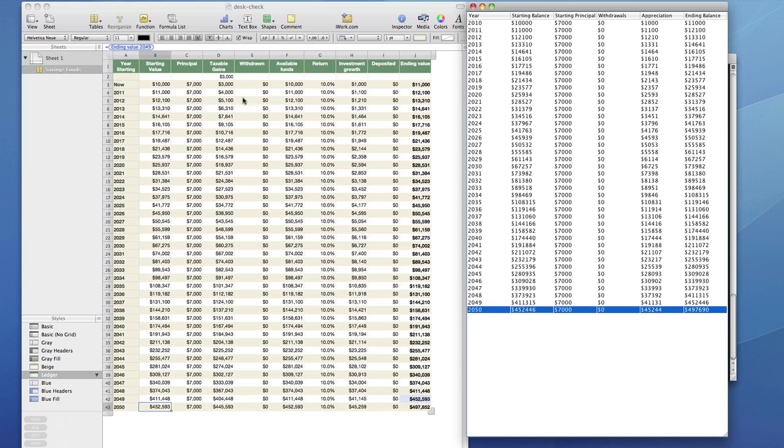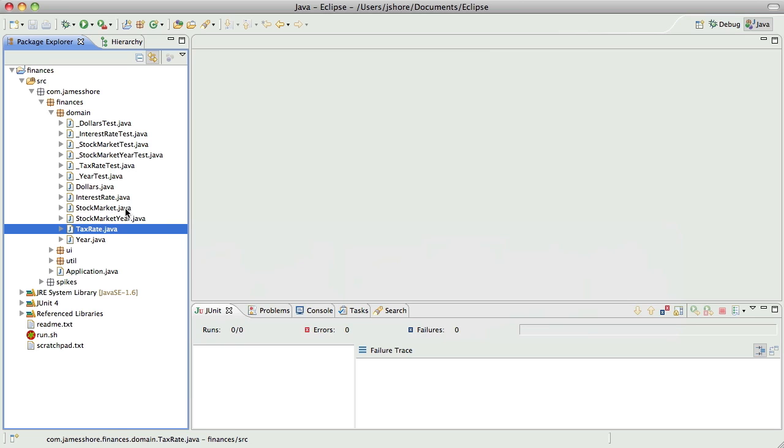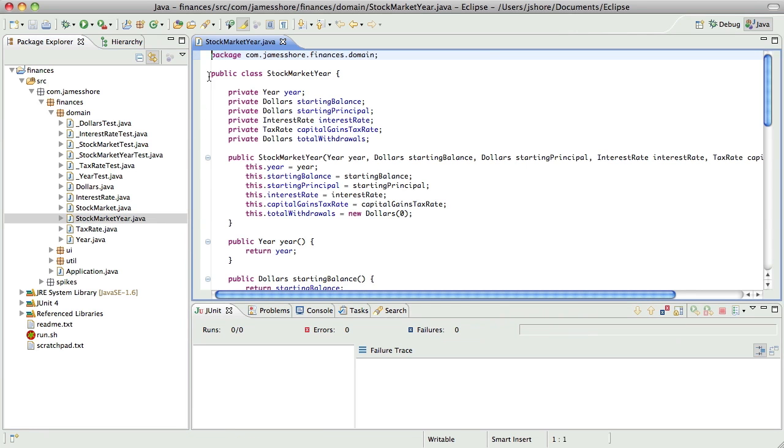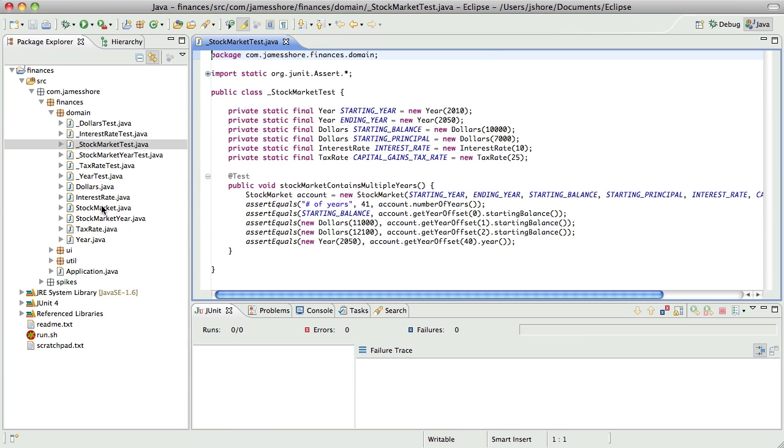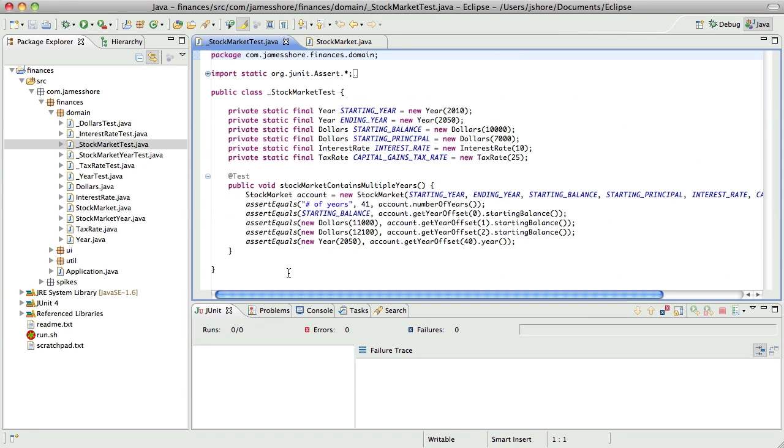So first thing I want to do is write a little test to demonstrate that this error is occurring. So let's go ahead and pull up Eclipse, and we're going to go into stock market. Oops, that's the wrong one. Stock market is really where the class that represents this. The stock market represents all the years together. So I think a test here would be appropriate. So that's the rule, of course. When you find a bug, write a test to reproduce the bug and then fix it.